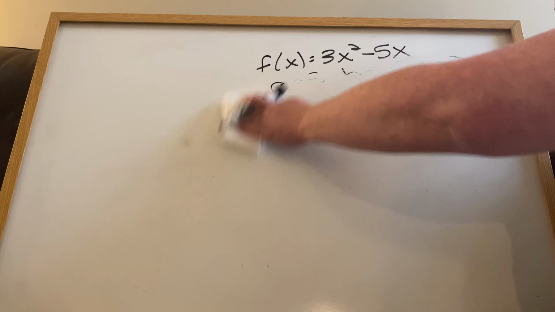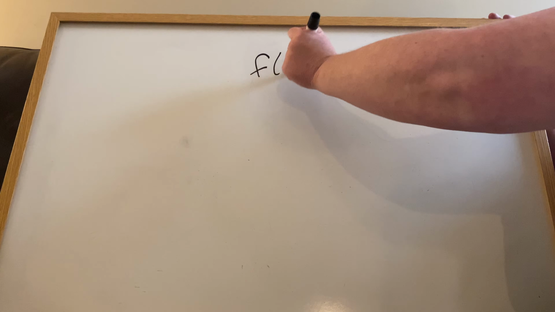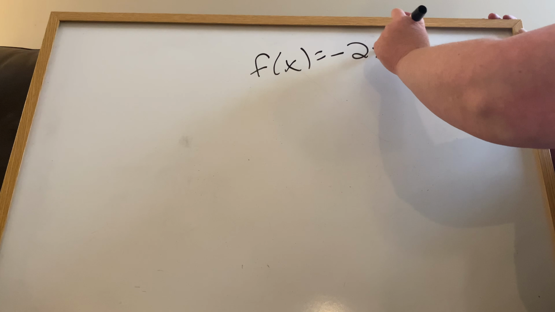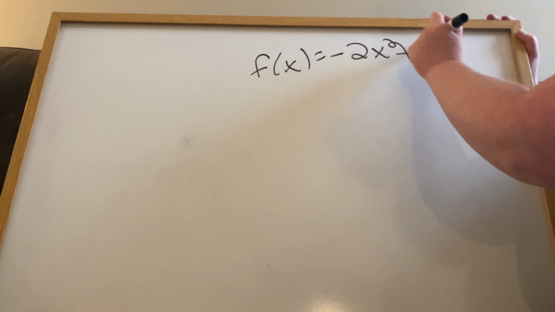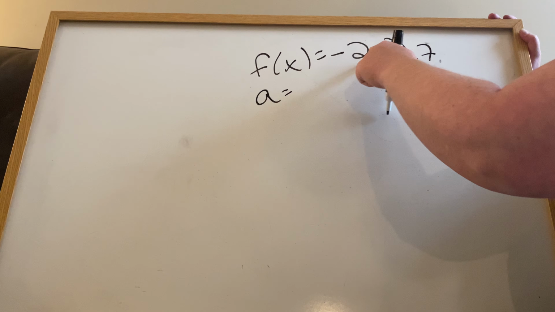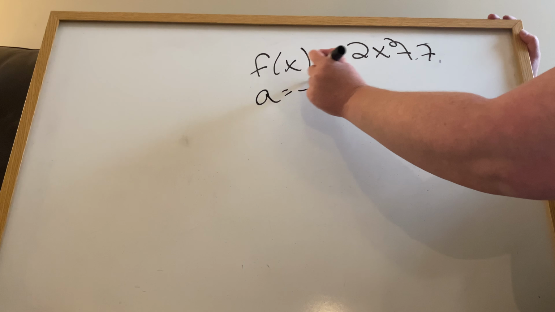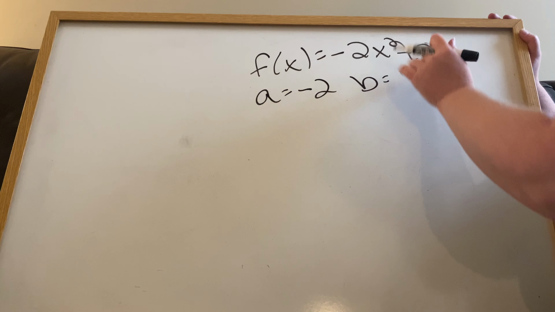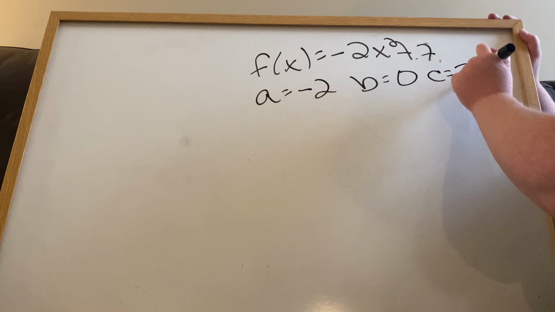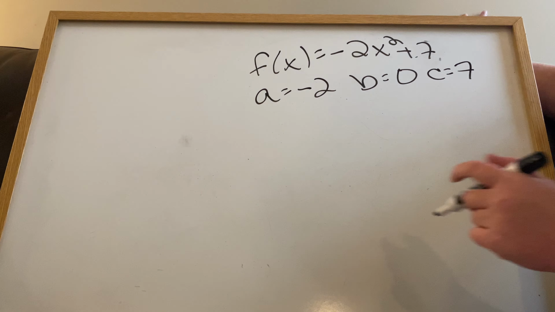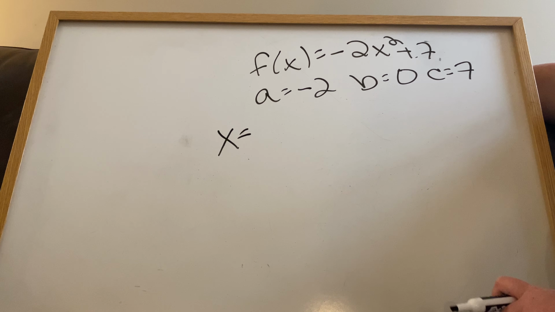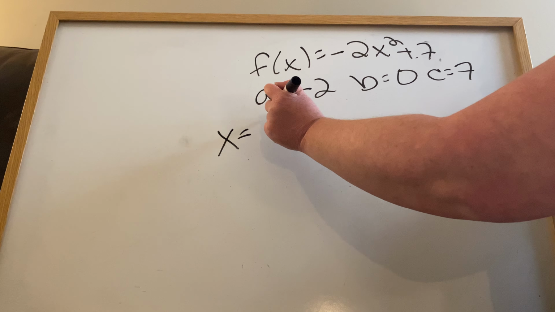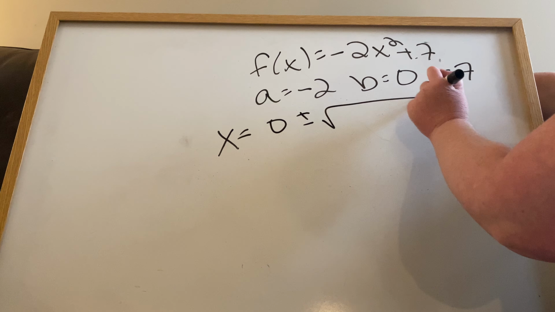Last one. So we've got f of x is going to be -2x squared plus 7. So here we're missing the x term, which means that your a value is -2. Your b value, because you have no x term, is 0. And then c is going to be 7. Okay? So then you've got x equals, 0 is not positive, nor is it negative. So to write -0 would be weird. Just write 0, okay? Plus or minus square root.